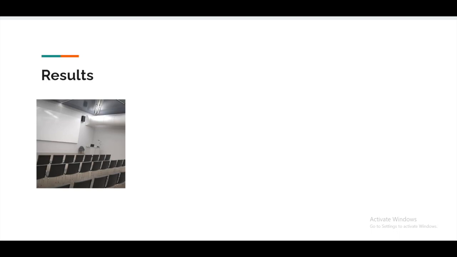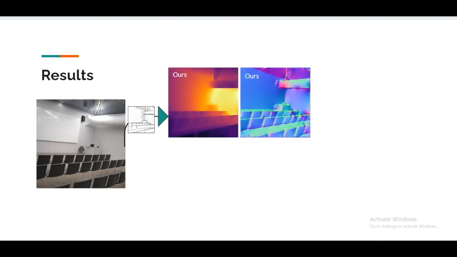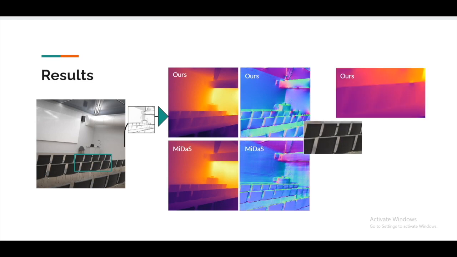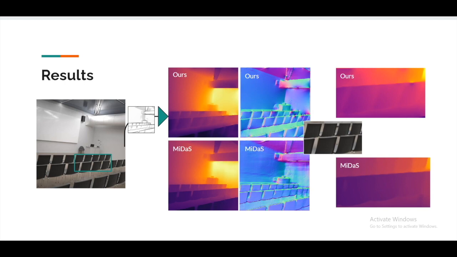Now, as another complex example, we can consider this classroom, and if we use our computed mask, we can get this depth map resulting in this normal. If we compare our results with MiDaS, we can see that our method is able to add more details in the depth map while preserving the consistency in the flat surfaces. If we zoom in on some parts of the image, for example the chairs, we can see that in our method the details have been added in comparison with MiDaS.